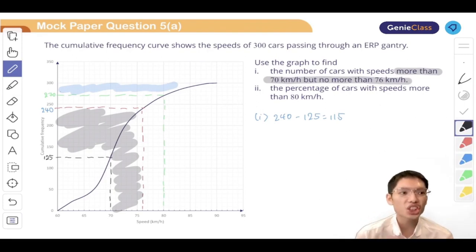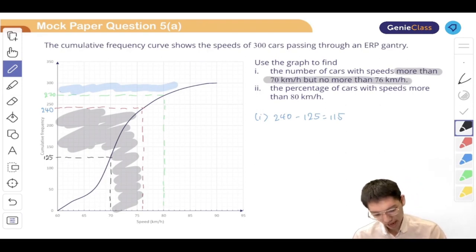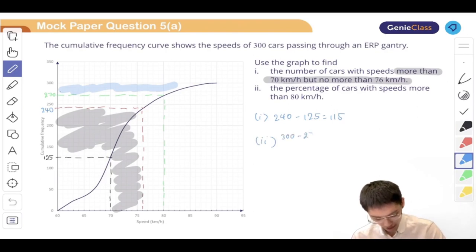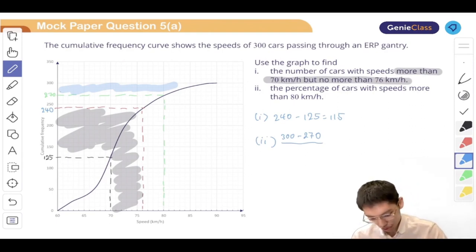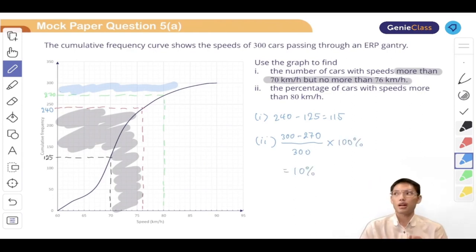So I need to perform an additional step, which is 300 minus 270 over how many cars are there? In this case, 300 cars. So therefore, I multiply by 100%. It's going to give me 10% over here. That is the notion, right, so all these particular probabilities.